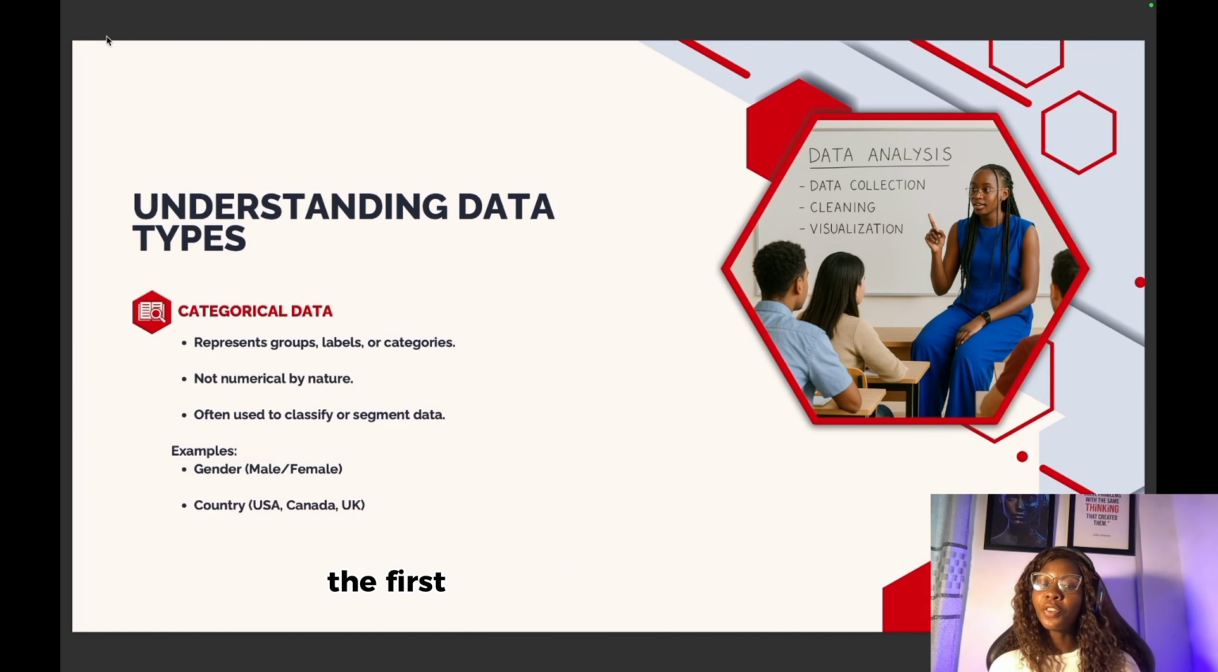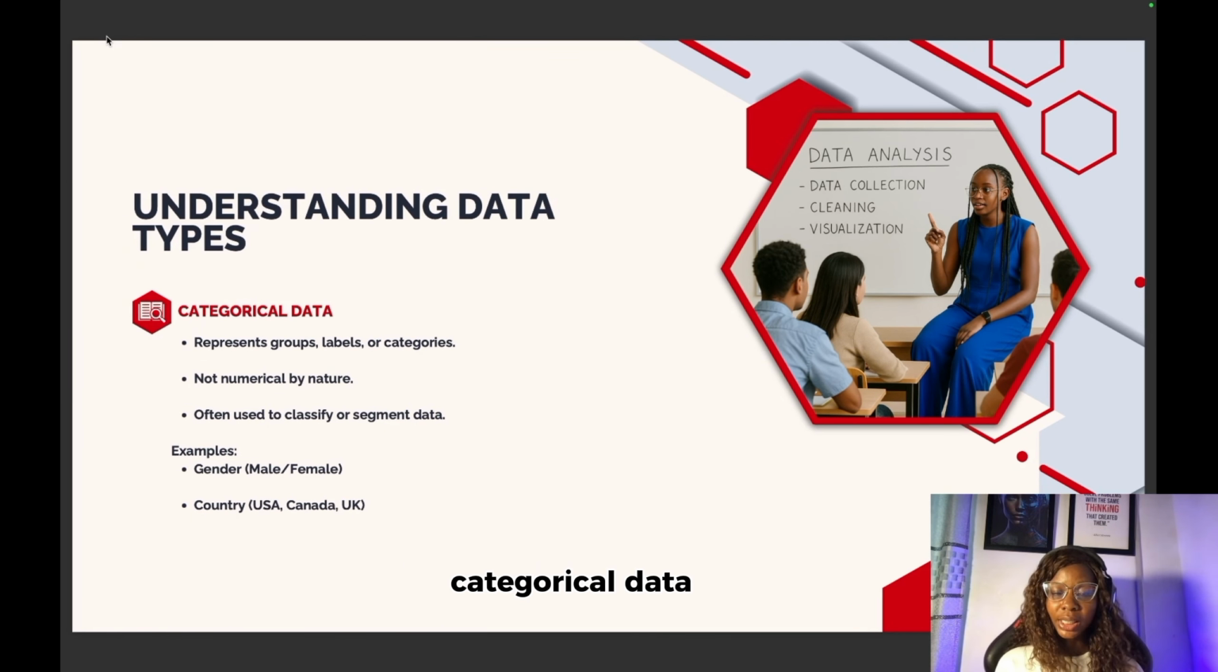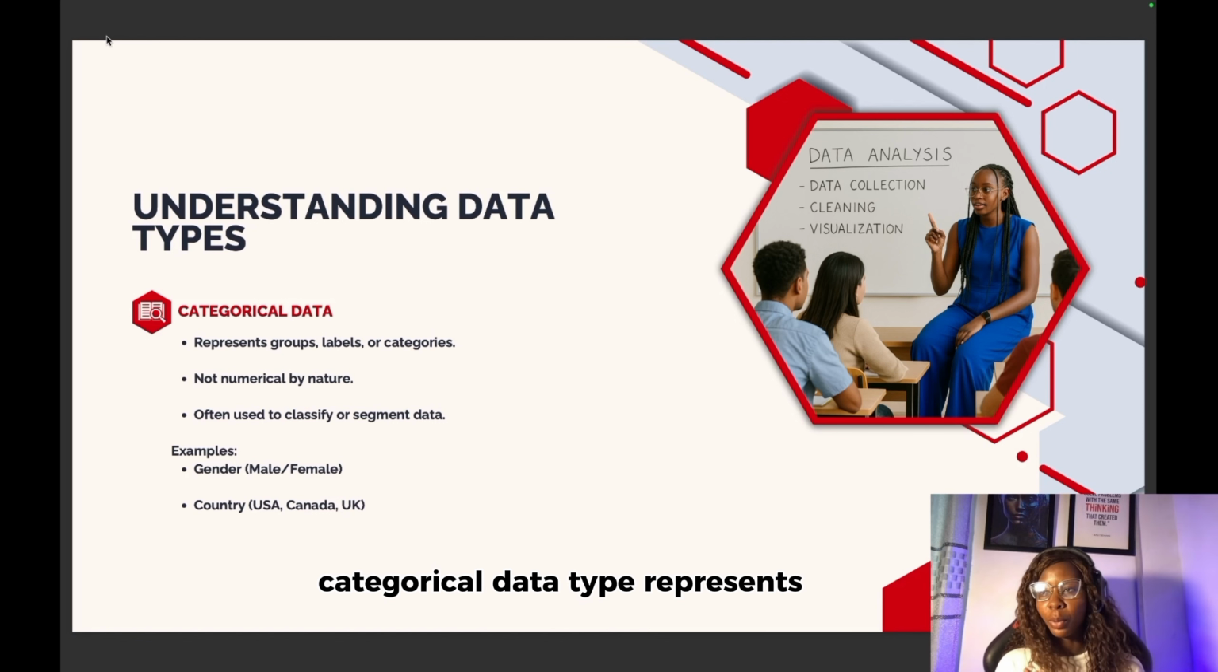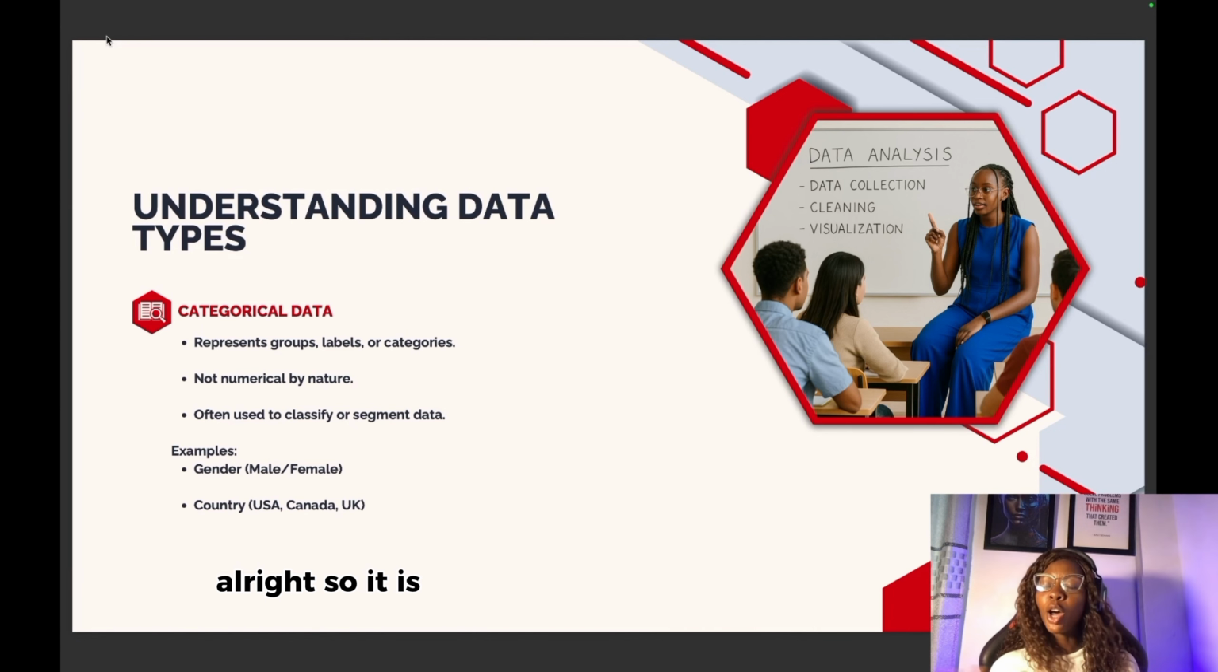Right. So the first data type that we are talking about in this tutorial is the categorical data type. Categorical data type represents labels, groups, or categories. It is mostly in form of text. When I say text, I mean alphabets like A, B, C, D, E, F, G. It's not always in form of numbers. By numbers, I mean 1, 2, 3, 4, 5. So it is often used to classify or segment data.